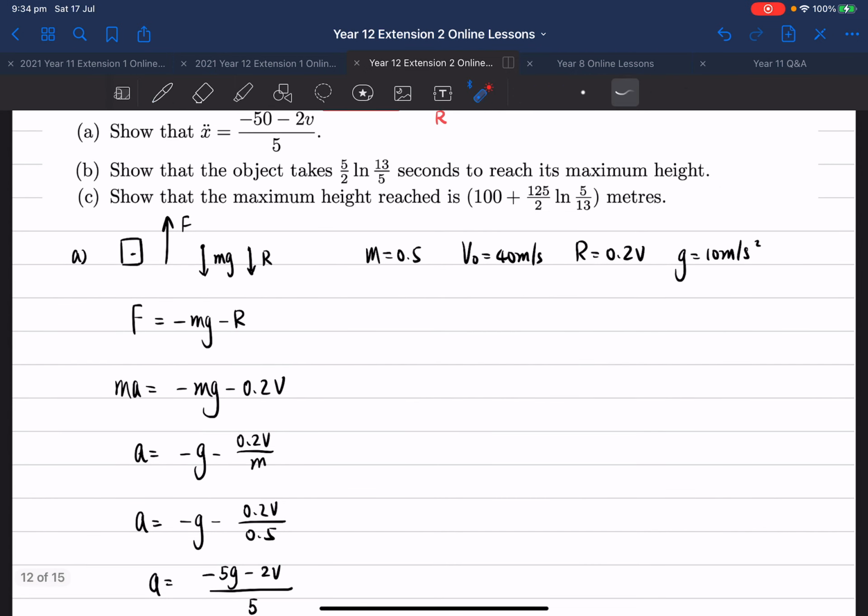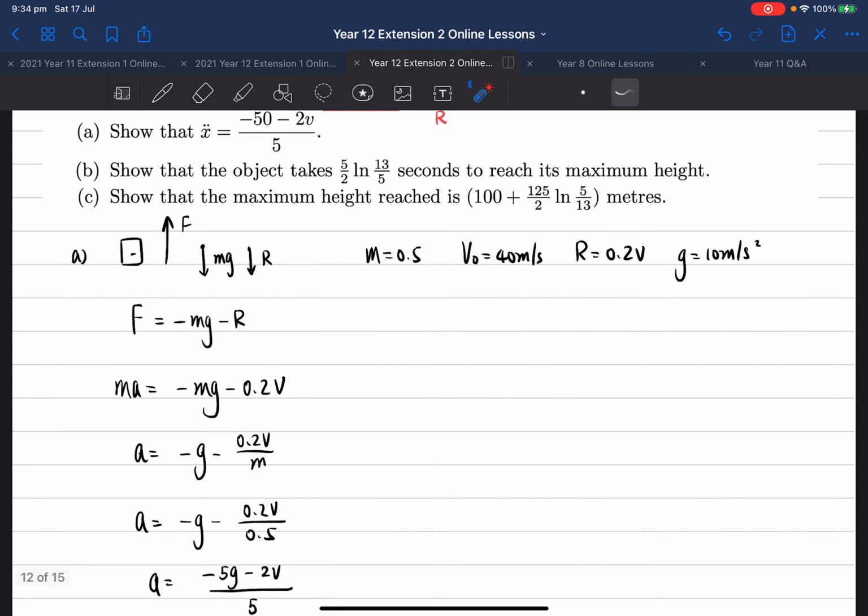Now the next one here. Again, I'm just going to cover everything. You don't need to read the question again. Just trust me. A diagram with all the information here is enough. Do not waste your time. Show the object takes this amount of seconds to reach the maximum height.